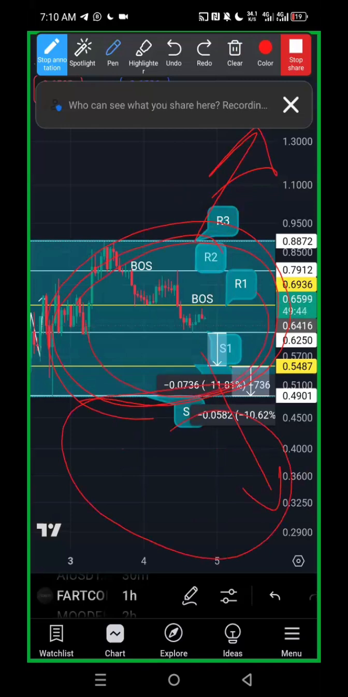Just draw these lines, draw your trend line, and then your work is only to monitor. You're waiting for the opportunities. You have to wait for the market to come to you. You don't follow it.